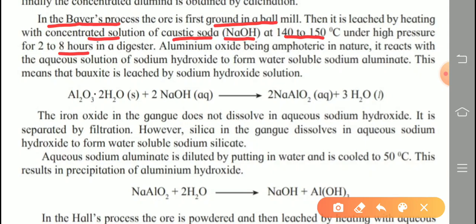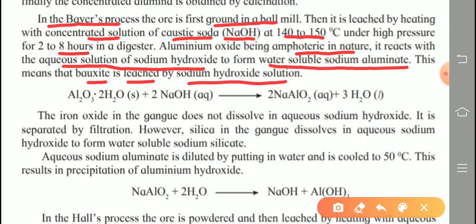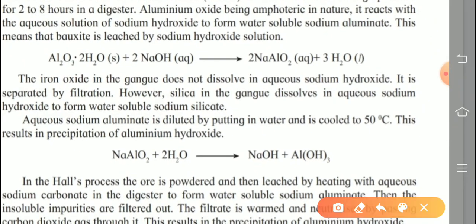Aluminium oxide is amphoteric in nature. We know the meaning of amphoteric: it reacts with acid as well as base, which we learned in 9th standard. It reacts with aqueous solution of sodium hydroxide to form water soluble sodium aluminate. This means that bauxite is leached by sodium hydroxide solution. The reaction is given here.